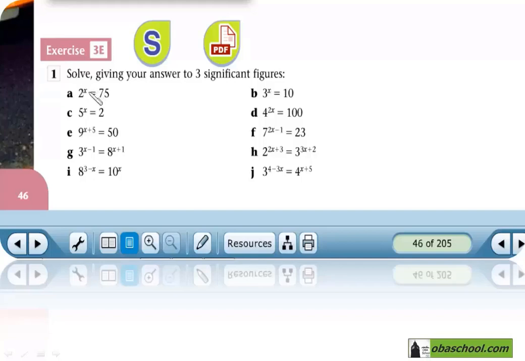Now, I recommend you solve exercise 3E1 on page 46, where you're going to have to use the same exact method in order to learn more.